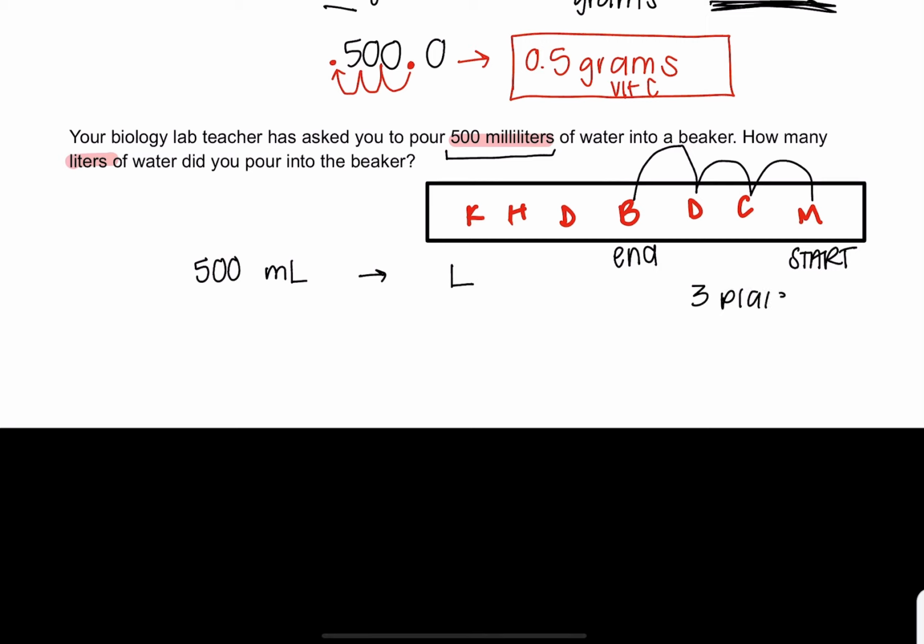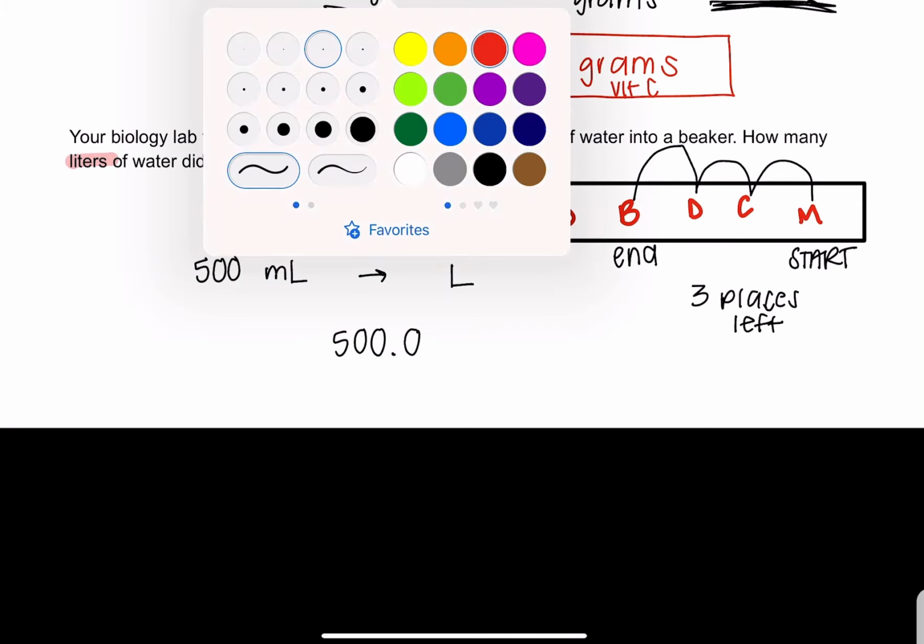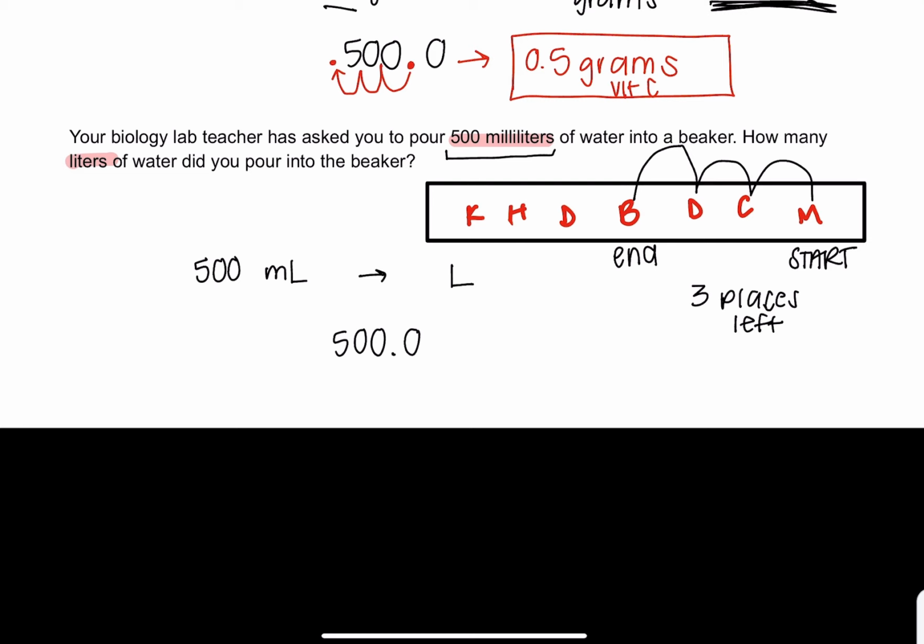3 places left once again. So let's rewrite our 500 and write it as a 0.0 just so we can see our decimal place visually. And we're going to go on ahead and move our decimal 3 places to the left. So 1, 2, 3. So 500 milliliters is 0.5 liters. And don't forget liters of water. When you're doing a word problem, always write your units. It's really important.